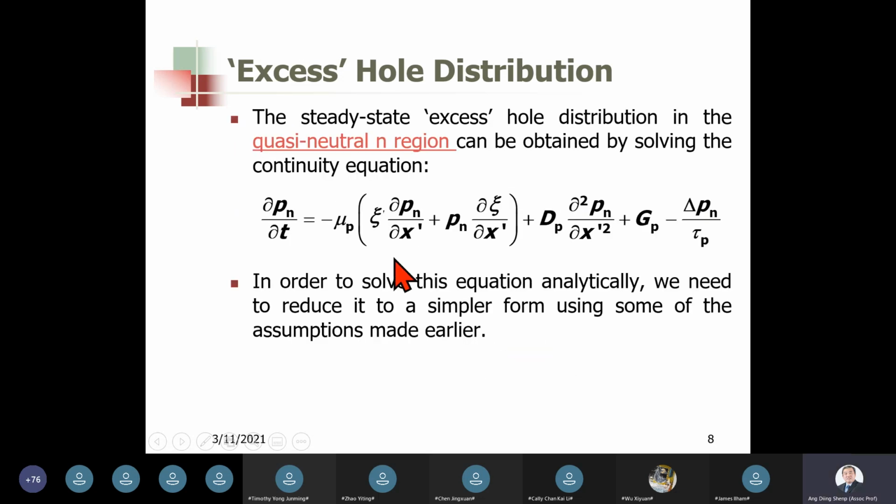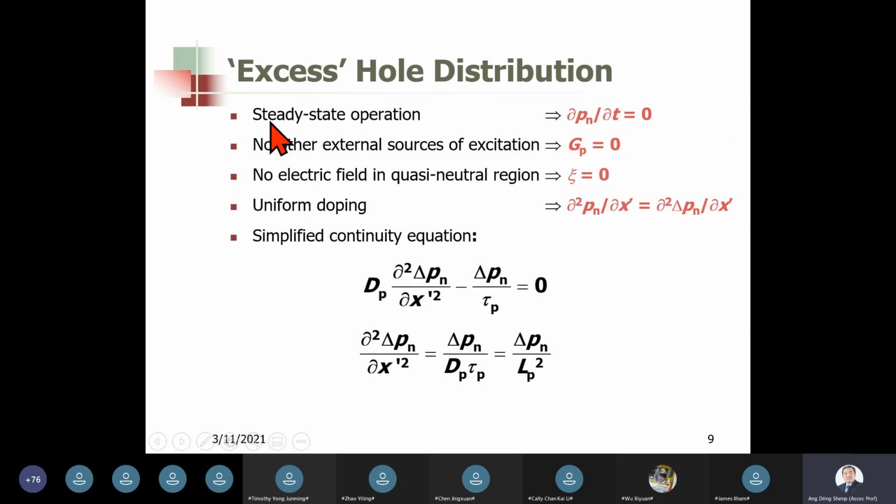Now, the continuity equation can be further simplified, of course, based on the earlier assumptions that were made. One of which is that we only consider steady state operation. In other words, the excess hole concentration in the quasi-neutral n region is independent of time, or in other words, dPn over dt is 0. There are no other sources of excitation. I mentioned this earlier, so GP is 0.